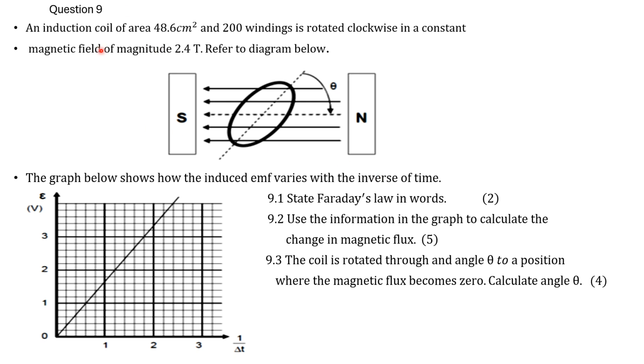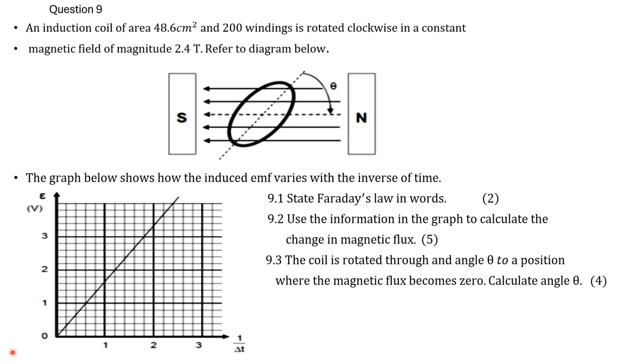So question 9, induction coil of area 48.6 centimeters squared and 200 windings is rotated clockwise in a constant magnetic field of magnitude 2.4 Tesla. Refer to the diagram below. So they say this area here that it's rotating through is 48.6. Around this coil we have 200 turns or 200 windings. And the strength from north to south, and as you can see magnetic field always goes from north to south, is 2.4 Tesla.